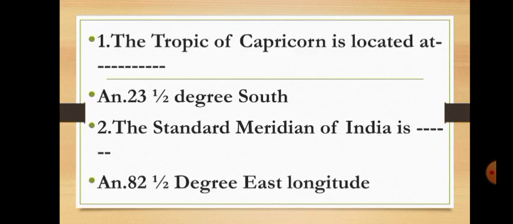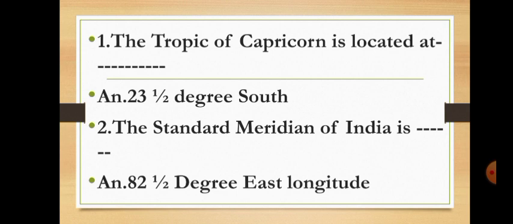The Tropic of Capricorn is located at 23.5 degrees south. The Tropic of Cancer is at 23.5 degrees north. The Tropic of Capricorn is at 23.5 degrees south.